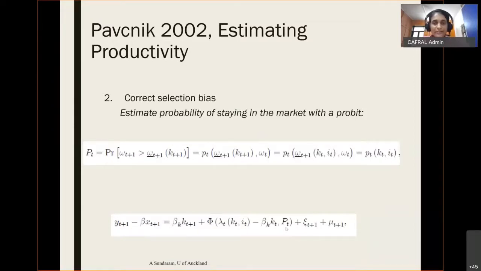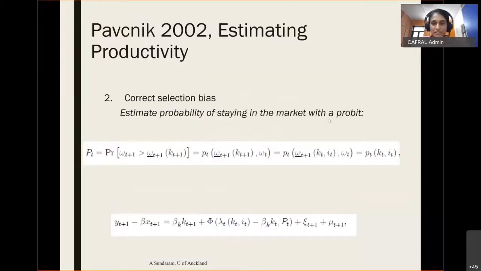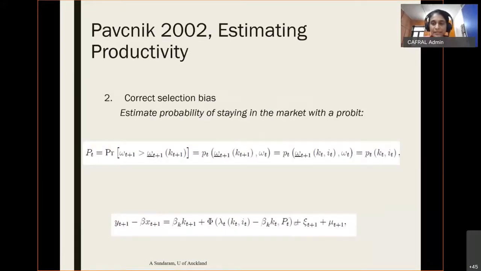So in reality, the Olley-Pakes method consists of three stages. Stage one, run this particular regression here, output on the left, regressed on variable inputs, and a polynomial function of capital and investment, with the idea that investment will proxy for productivity. Recover your betas, which are the coefficients on the variable inputs. And then in the second stage, run your probit regression, get the probability of staying in the market. And then in the final third stage, you're going to run a regression that looks like this, y_t+1 minus beta hat x_t+1 on the left-hand side. And then on the right-hand side, you have your capital stock, the polynomial function in k_t and i_t. And then you're also going to include that predicted probability to account for exit. Okay, so it's a three-stage regression.